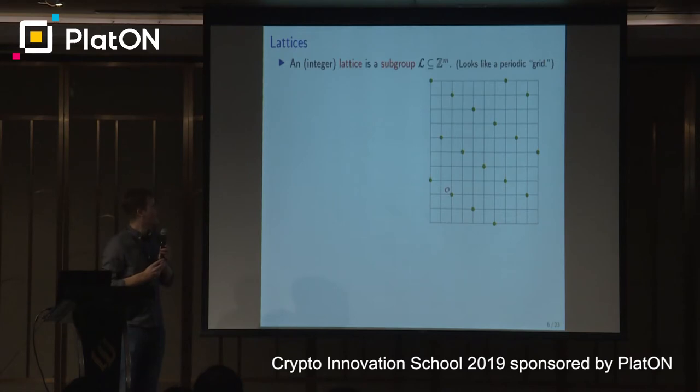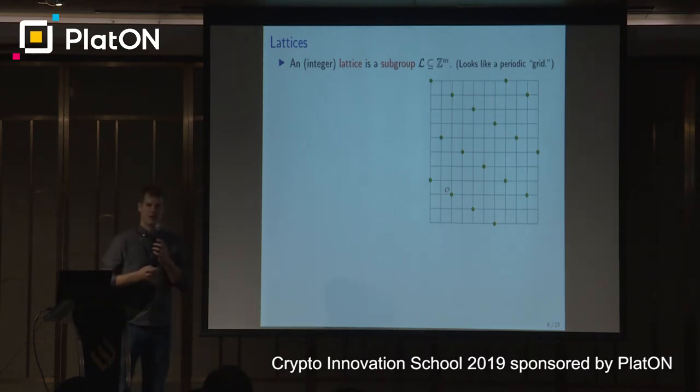For the purposes of today, and I think all weekend, we'll restrict our attention to what are called integer lattices. So an integer lattice is just a subgroup of the m-dimensional integers. So we have Z^m, the integers times itself m times, and a lattice is just an additive subgroup of those m-dimensional integers.